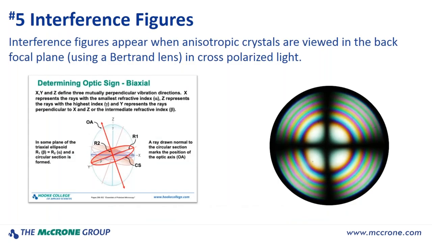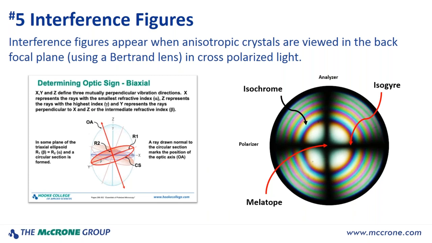The fifth method I want to look at today is interference figures. Interference figures appear when an anisotropic crystal is viewed in the back focal plane using a Bertrand lens. Interference figures are achieved by adjusting your microscope so you can observe them in the back focal plane. You are not imaging the specimen, rather you are observing the interference pattern and the dark bands, which are the extinction caused by the analyzer and the polarizer, produced by the light rays as they pass through those two compensators. It sounds complicated, but it's not really. As we look at interference figures, we can talk about the isochromes and the isogyres and the different colors.